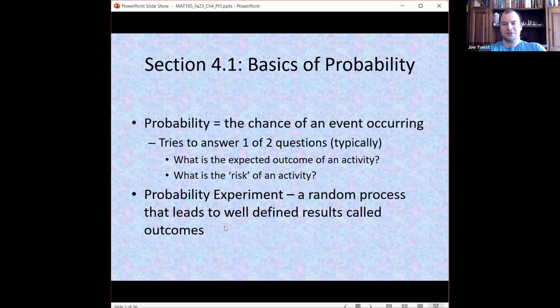But these experiments result in outcomes. So if I rolled a die, maybe an outcome of rolling a 6-sided die could be getting a 1 or getting a 4.